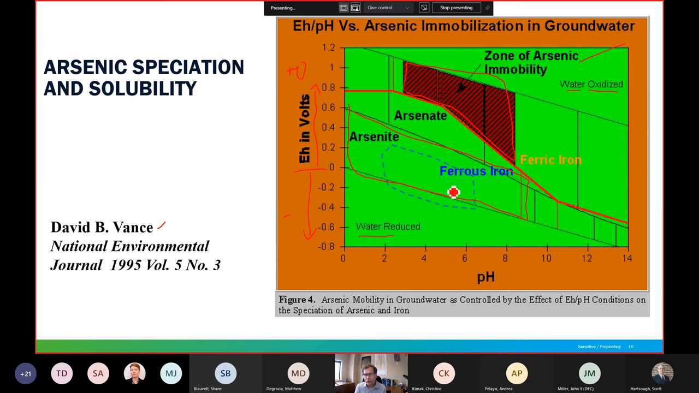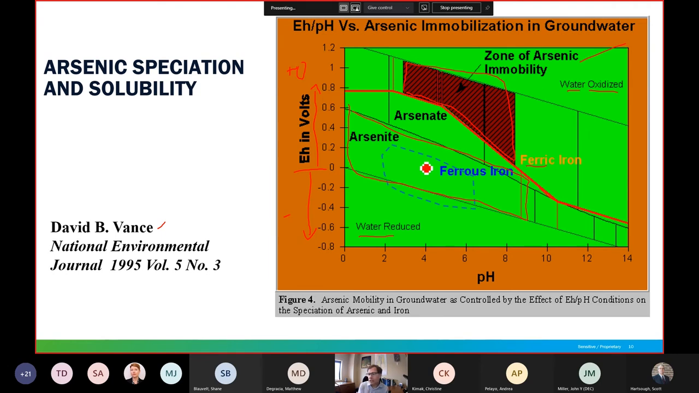What I'd like to point to on this EH-pH diagram, beyond what I've already pointed to, is the fact that we have ferric iron along this red line and ferrous iron below. So that's the key to this zone of arsenic immobility. You can see how it follows the ferric iron, ferrous iron line.